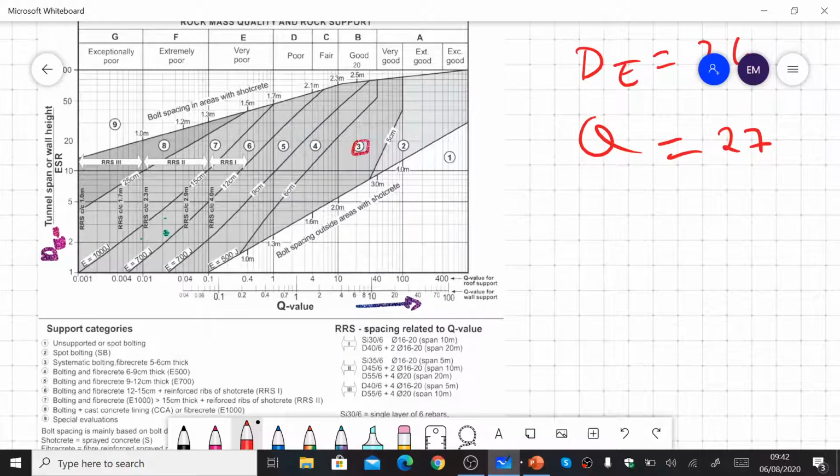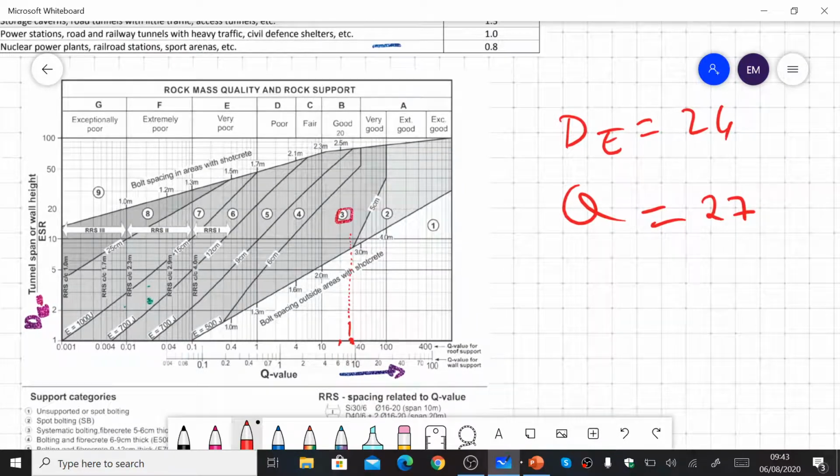So this is the log, this is 10, this is 100, 40. So our Q, this is 20 and this is 30. So our value will be falling somewhere here, and we have a DE of 24. So 24 would be lying somewhere here. So let's see where they are intersecting. So they are intersecting in this zone.